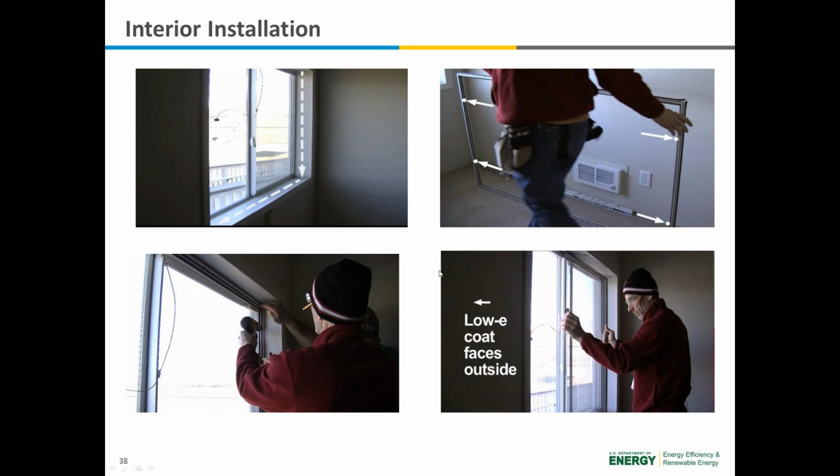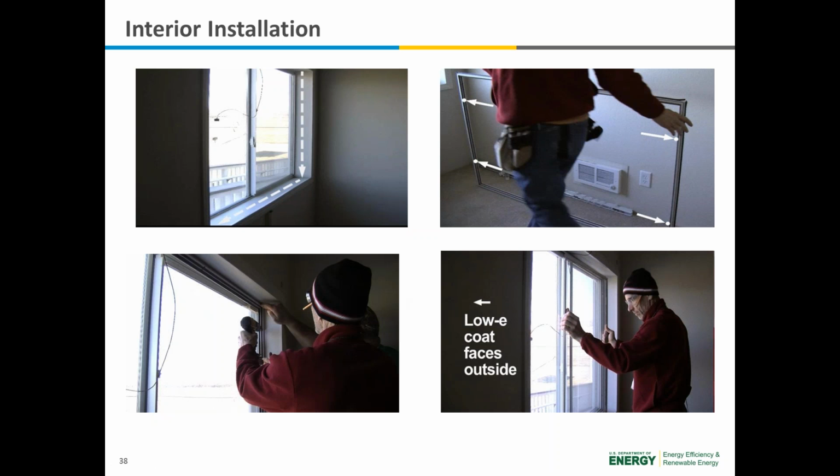So fairly easy to install. Use a blind stopper as shown here to try to get them about an inch from the primary window, and then screw the track into the sill. And then it's fairly simple to just place the panes in there, and generally the low E coating is facing out, away from the conditioned space.